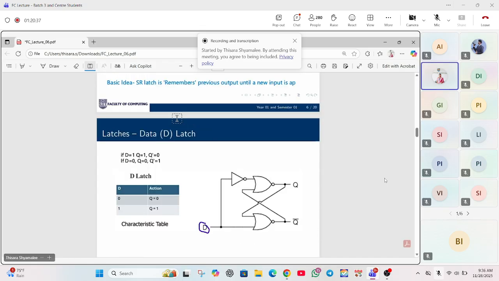So there are different types of latches: SR latch, D latch. Then there is another latch called the T latch. For all of the latches, the only purpose is to store a single bit of data because it has a small memory element. In that memory element, we can store a single bit of data. That's all.